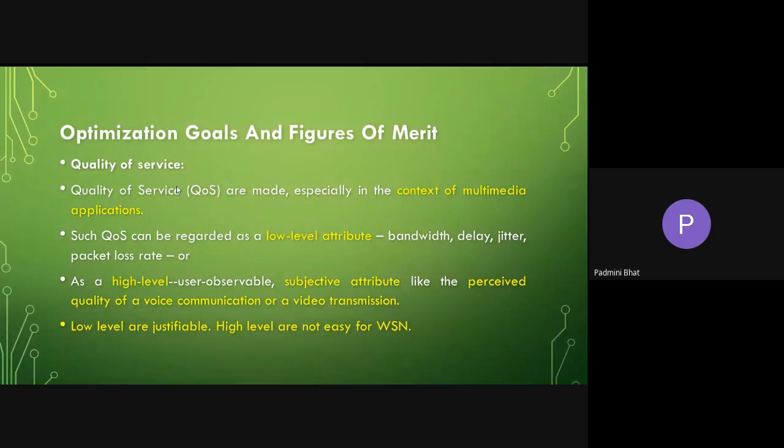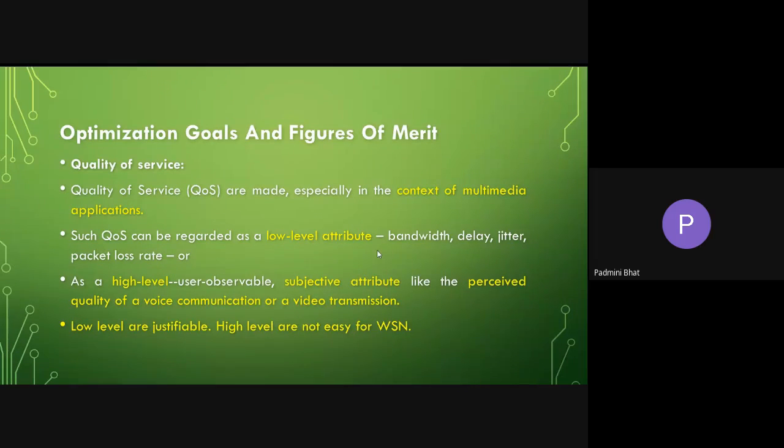Figure of merit. In QoS comes one parameter, especially in the context of multimedia application. It is regarded as a low level attribute. A few are bandwidth, delay, jitter, packet loss rate. Or we can have high level attributes, like user observabilities, subjective attributes like perceived quality of voice communication or video communication. That means what priority we are giving. This is a low level attribute, bandwidth, delay. Now packet loss rate, am I not giving importance to it?